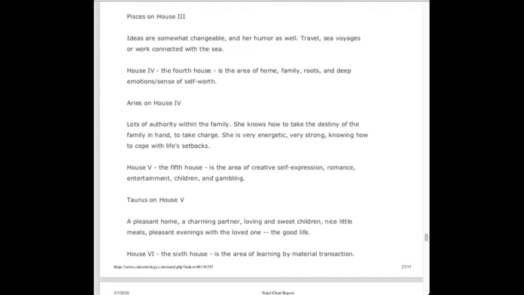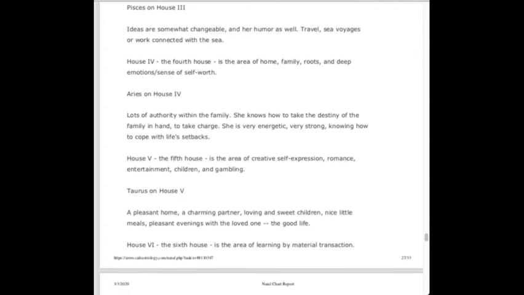It says here, Taurus in house 5. A pleasant home, a charming partner, loving and sweet children, nice little meals. Okay, if they come out of a microwave, probably, or the oven. Pleasant evenings with loved ones, the good life. Yeah, probably like that, but don't promise she kind of messed up with that.